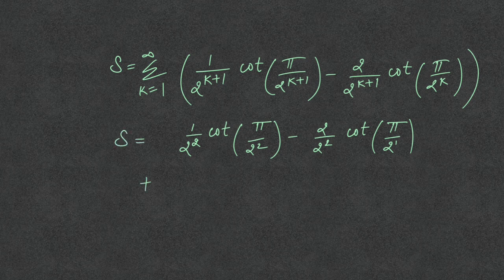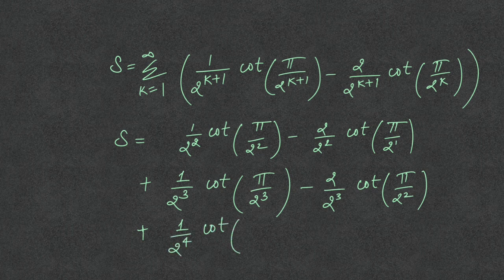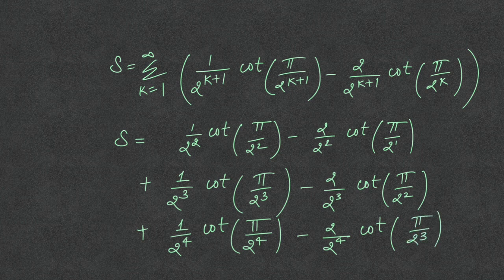Similarly, on putting k equal to 2, we get 1 upon 2 cube cot of pi upon 2 cube minus 2 upon 2 cube cot of pi upon 2 square plus, now put k equal to 3, we get 1 upon 2 raised to power 4 cot of pi upon 2 raised to power 4 minus 2 upon 2 raised to power 4 cot of pi upon 2 cube, and this process will go on.